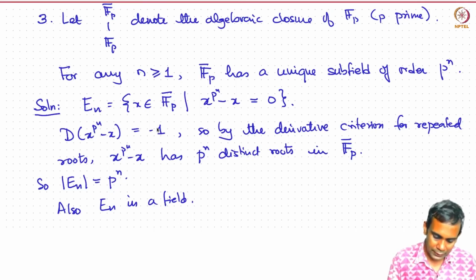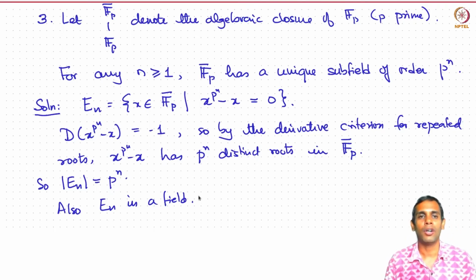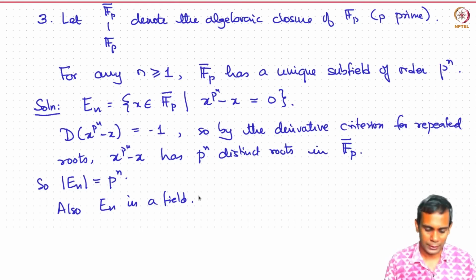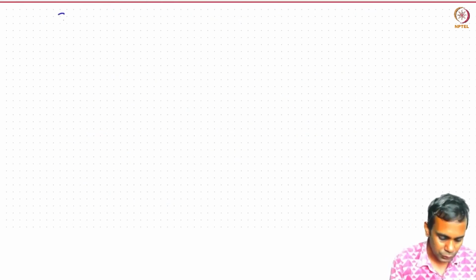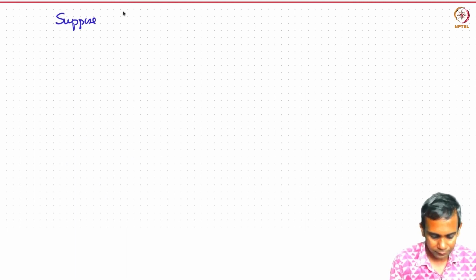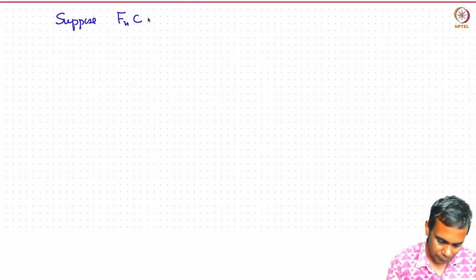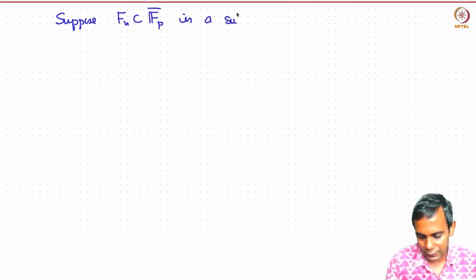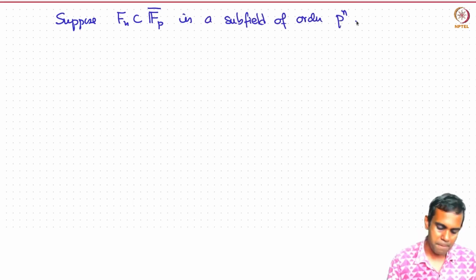So what we see here is that Fp bar has a field of order p to the n. So En is a subfield of Fp bar of order p to the n. Now we want to show that this is the only subfield of order p to the n. So now suppose Fn, a subset of Fp bar, is a subfield of order p to the n.